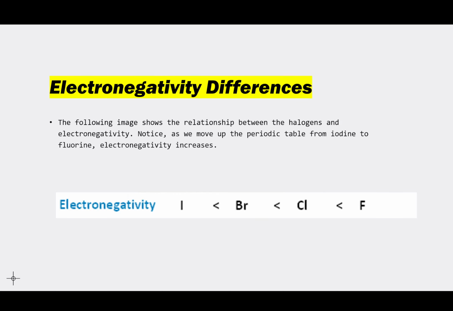So, electronegativity differences. The following image shows the relationship between the halogens and electronegativity. Notice as we move up the group from iodine to fluorine, electronegativity increases. I don't want to bore you because you've done this time and time again in Module 3, Unit 1 Chemistry. For persons who didn't do it, this is the trend. Electronegativity increases as we go up the groups and across the periods, the periodic trends.